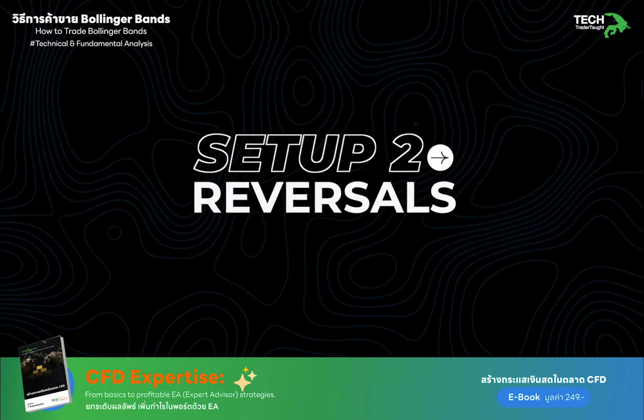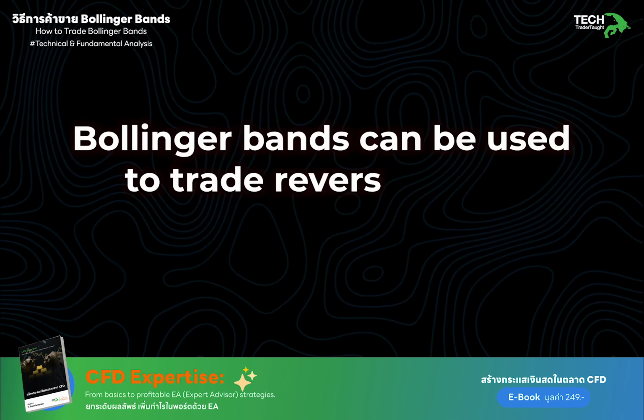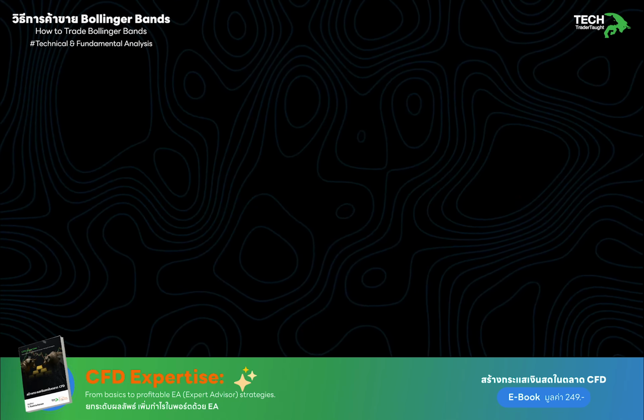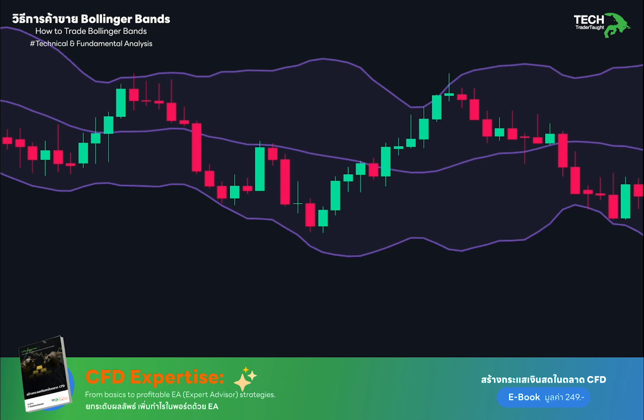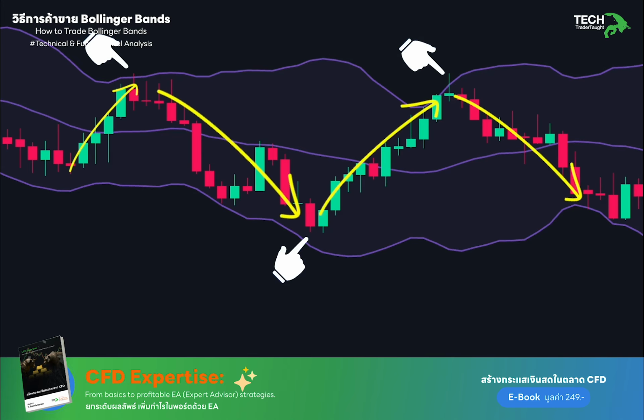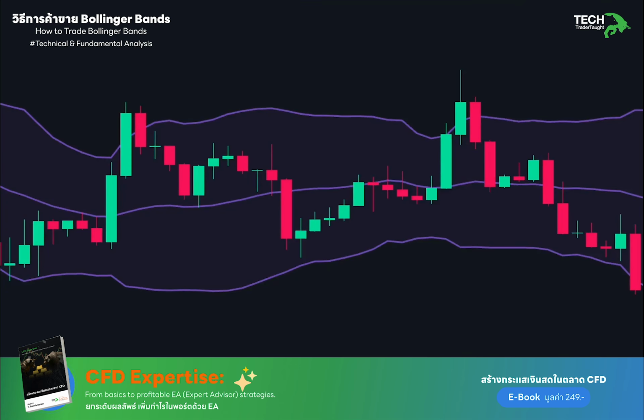Setup 2. Reversal setup. Bollinger Bands can be used to trade reversals with high probability. As we discussed previously, the price will remain inside the Bollinger Bands for most of the time. Therefore, whenever the price breaks or touches the upper or lower band, we can expect a reversal. Let's first understand the sell setup.